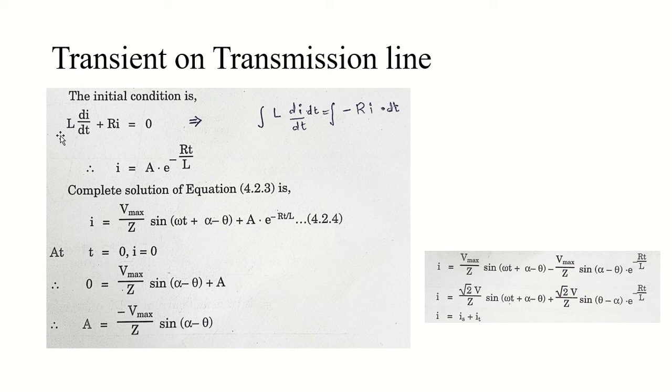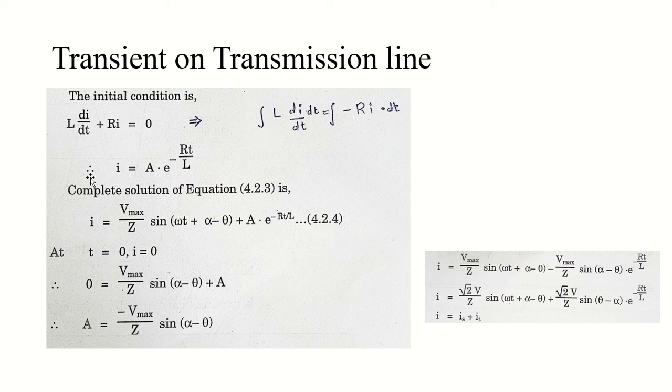Why are we doing that? Because we want to find the value of current, right? In order to find the value of current, we have to take integration, because this one is in differentiation form and this one was not. So by taking integration, we will find the value of I, and I will be A into e raised to minus RT divided by L.